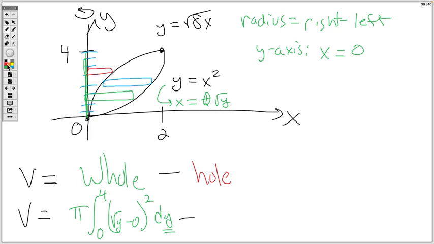Minus pi integral 0 to 4. I need the radius squared dy. I'm chopping up the y-axis. I need to take the right minus the left. Here, for this rectangle, this is the right curve minus the left curve. So if y equals root 8x, what's x as a function of y?